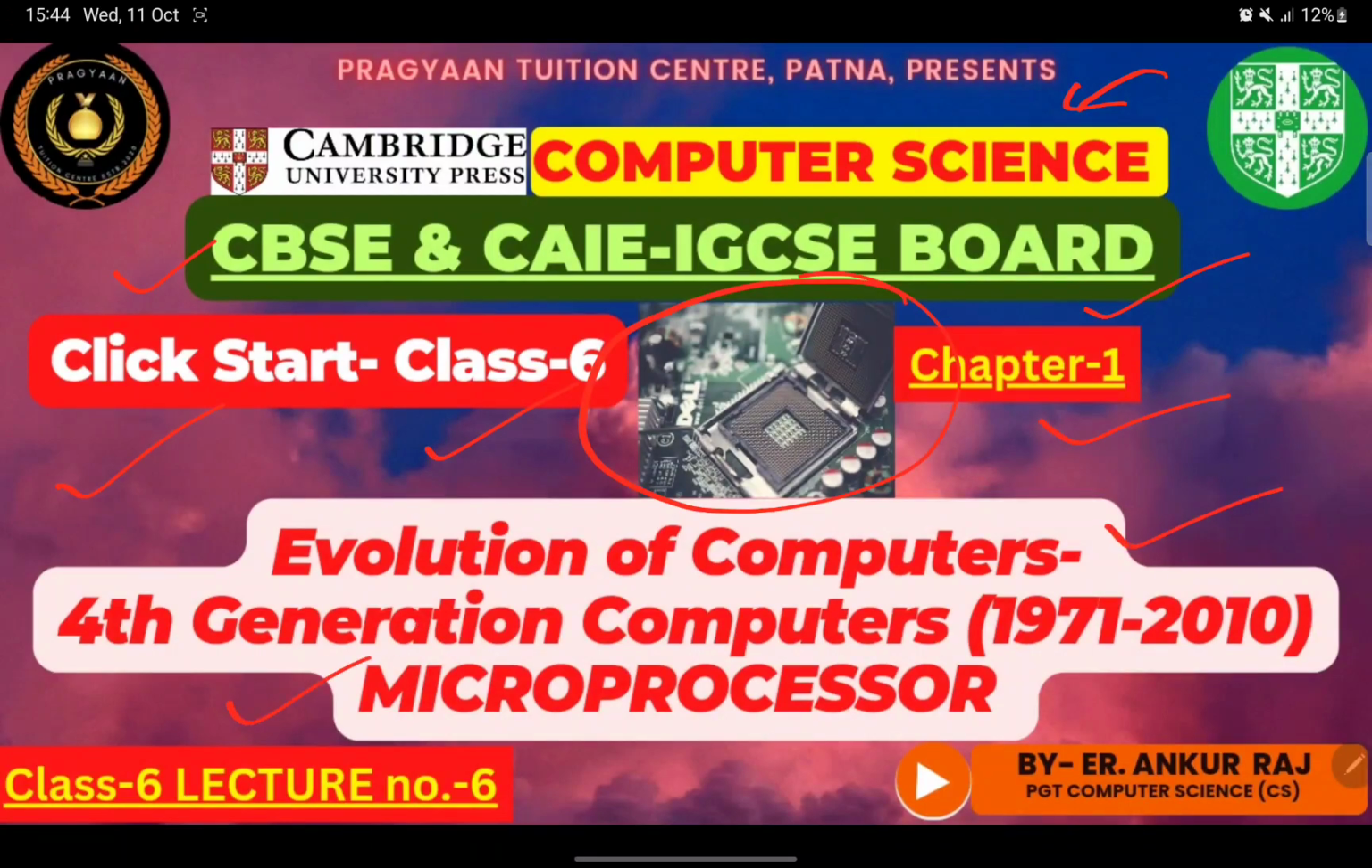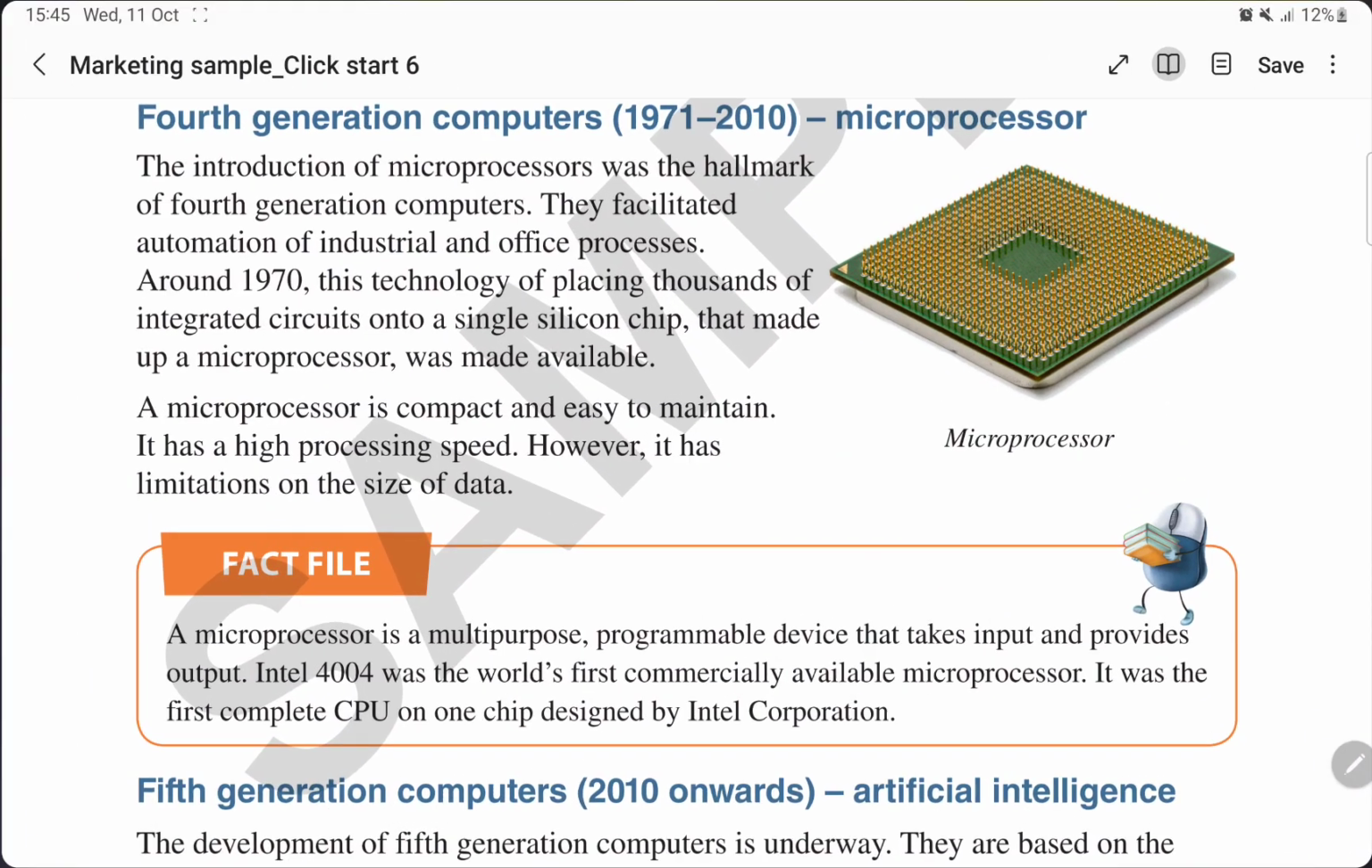The topic covered here is the evolution of computers, which we have been referring to over the last few lectures. The main subtopic today, in this lecture number 6 for class 6, is the 4th generation computers, whose timeline is from 1971 to 2010. The main technology for which 4th generation computers were famous was microprocessors. Now let's move ahead to understand this topic.